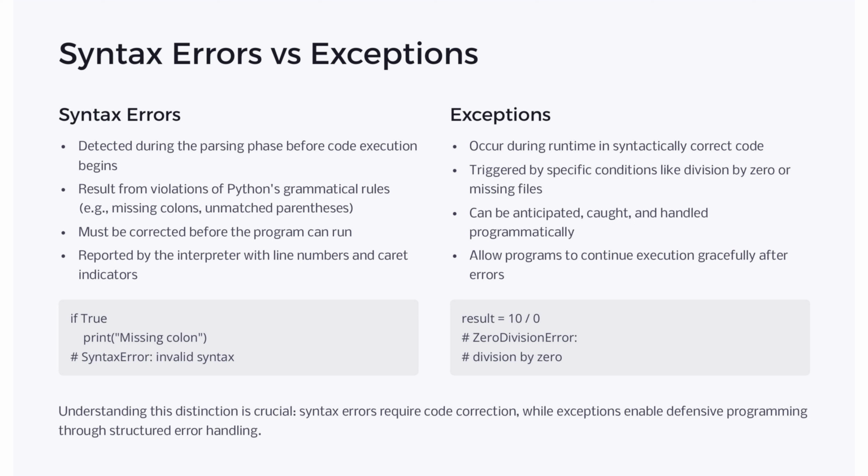Syntax errors occur during parsing, violating Python's grammar, like missing colons, and must be fixed before execution. Exceptions, like ZeroDivisionError, arise during runtime in correct syntax, triggered by conditions such as division by zero. They can be caught and handled, allowing programs to continue smoothly. This distinction is vital for effective error management.